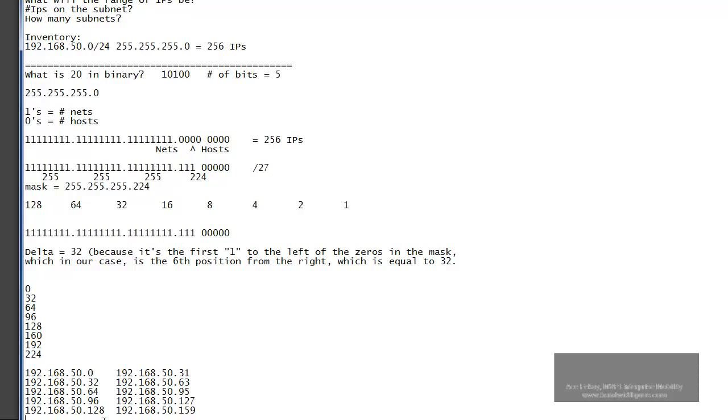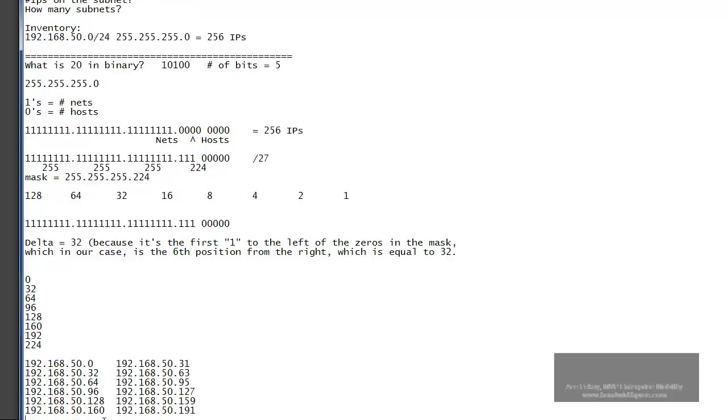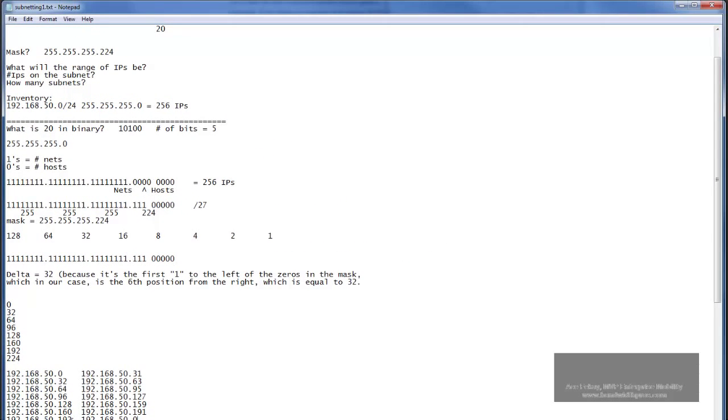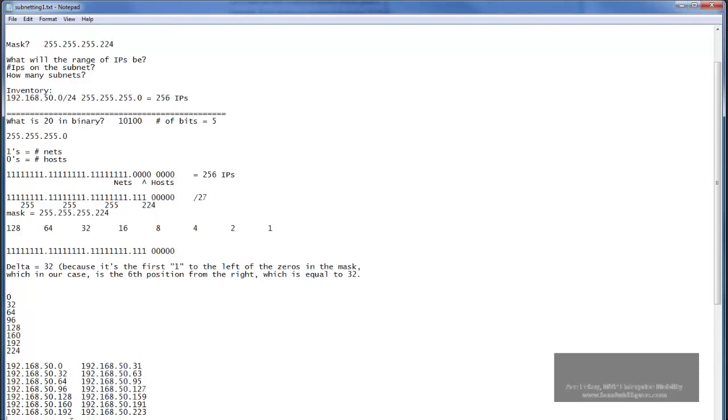159, 160, 191, 192, 223. And what's that equal to there? That's actually equal to 255, because the next number is 256, right? So literally, when you have 0 through 31, that's literally 32 IP addresses.